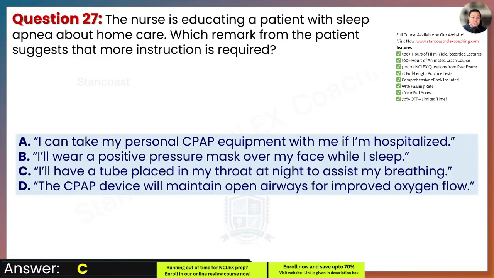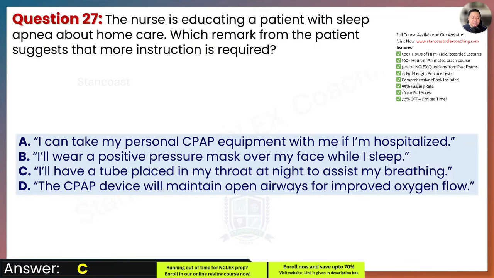So when you're teaching a patient with sleep apnea about their home care, you have to stress the importance that they understand the proper use and also the purpose of their continuous positive airway pressure machine. And we know that CPAP is a non-invasive treatment. So this is going to help keep the airways open by delivering a steady stream of air through a mask. This will prevent the airway from collapsing during sleep. And so why is C correct?